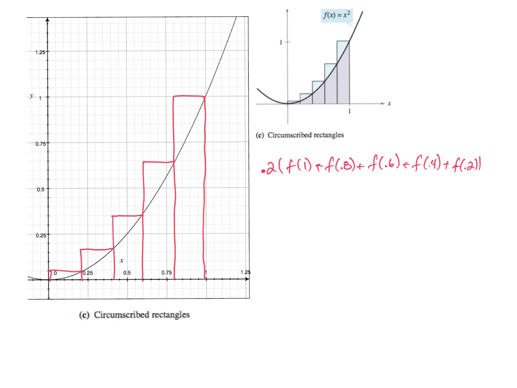So let's do a little bit of math. So I have 0.2 times, what is f of 1? 1 plus 0.64 plus, and so on. And then we put that into our handy dandy calculator. What is our approximate area under or over this curve? 0.44. All right, 0.44. Now, my under approximation was 0.24. My over approximation was 0.44.